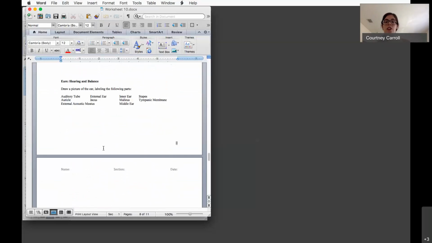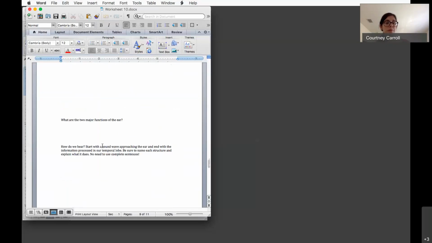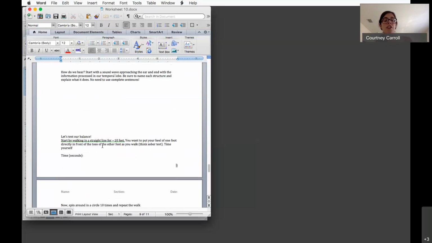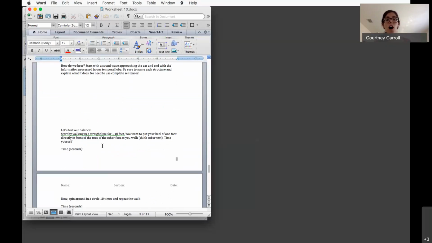Okay, then you're going to do kind of the same thing with the ears. Draw me a picture of an ear, label all these parts, functions of the ear, answer how we hear, talk about sound waves, how they're processed, and then you're going to test your equilibrium. So you're going to do that walk that they make you do if they're testing for a DUI, where they put one foot and you put the next one directly in front of the other foot, kind of going heel to toe. And you're going to do that and time how long it takes for you to walk about 10 feet going heel to toe.